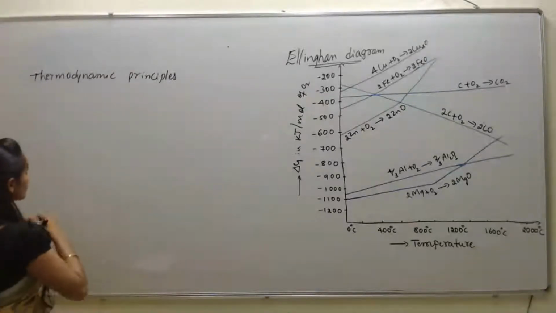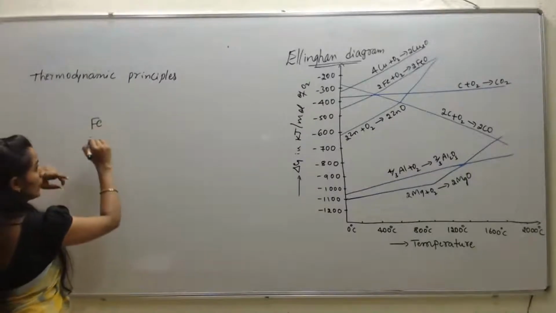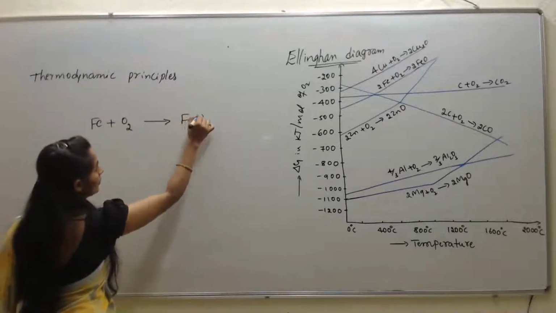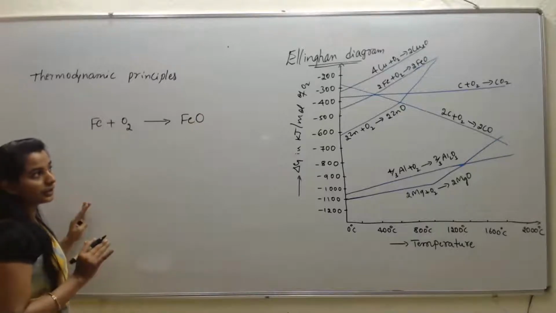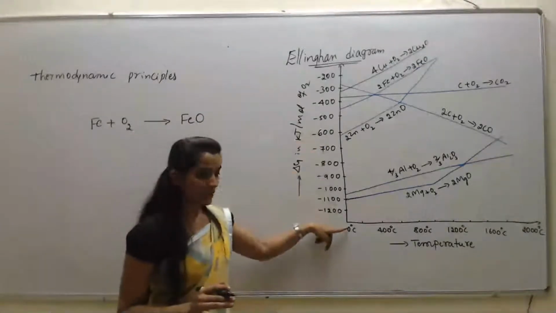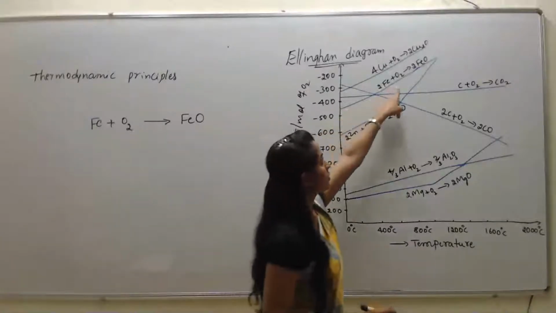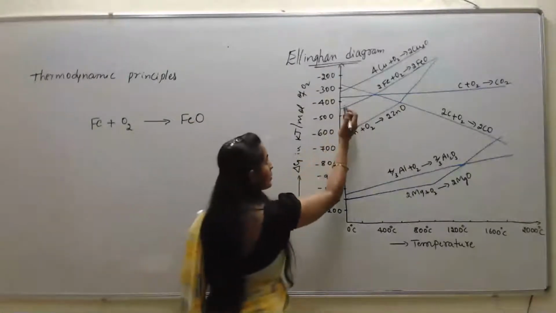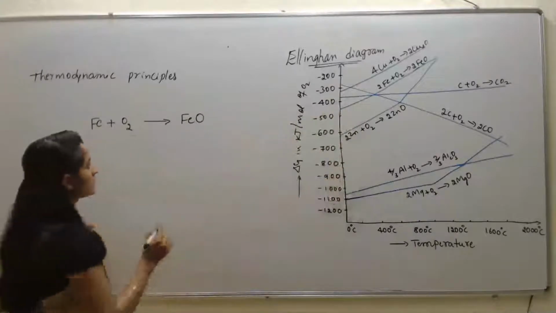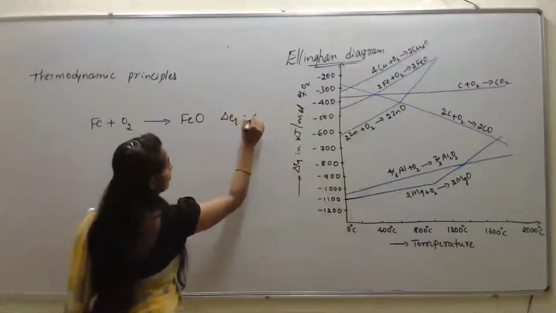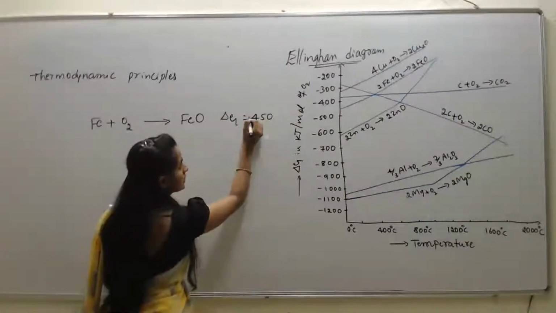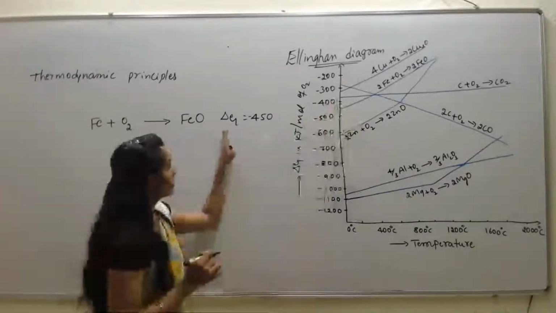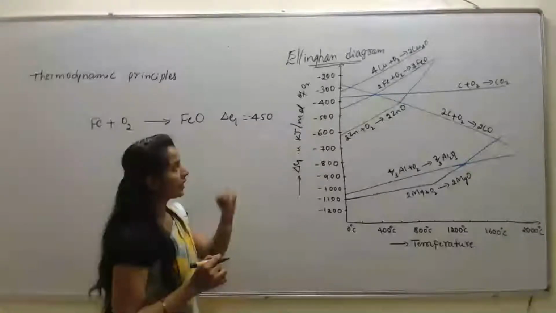So listen. Iron plus oxygen combine together to form FeO. This is a feasible reaction. At zero temperature, in this diagram, Fe plus O2 gives rise to FeO. I didn't balance it, but here I already balanced it. The delta G value is minus 450, in between 400 and 500. So delta G is equal to minus 450 kilojoules per mole.